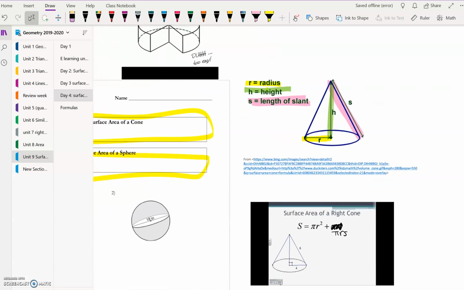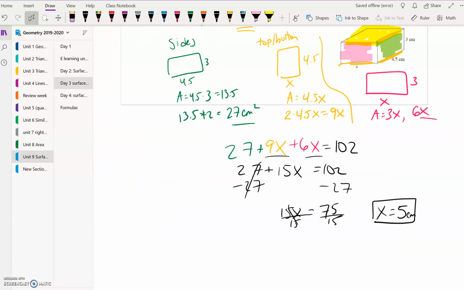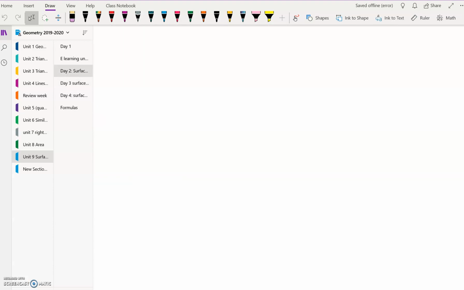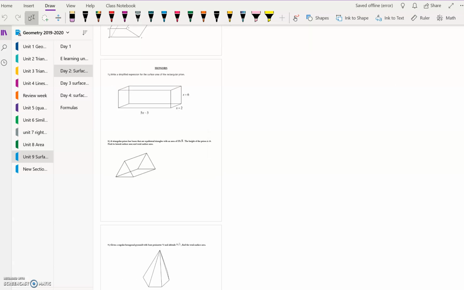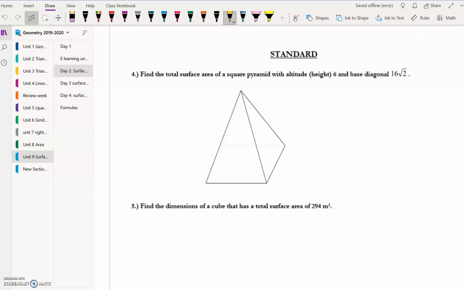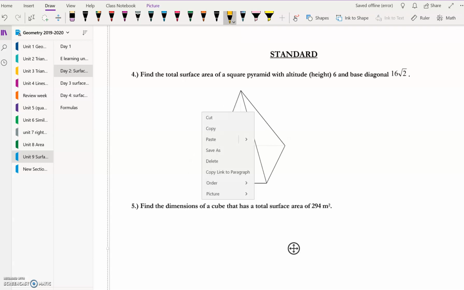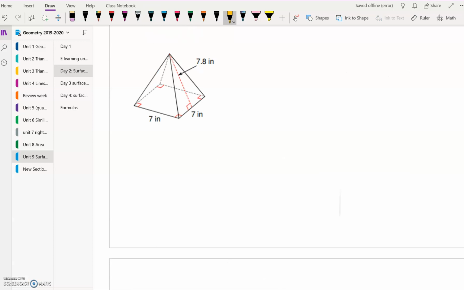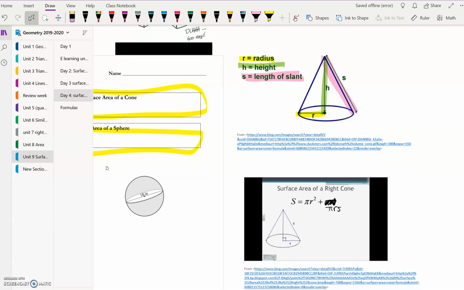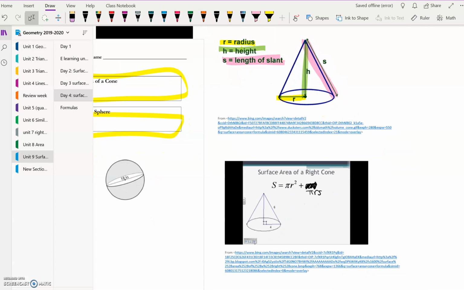If we go back to day 2 ideas, this is like the slant height of your pyramid. Like this is your slant height, the 7.8. The slant of a cone is kind of similar to that, if you think about it that way.